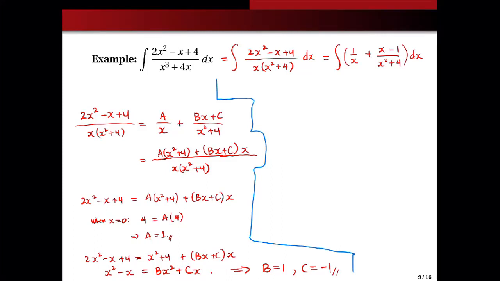Okay? And then for this one, let us separate. So we will rewrite this as the integral of 1 over x plus x over x squared plus 4 minus 1 over x squared plus 4, quantity, dx.